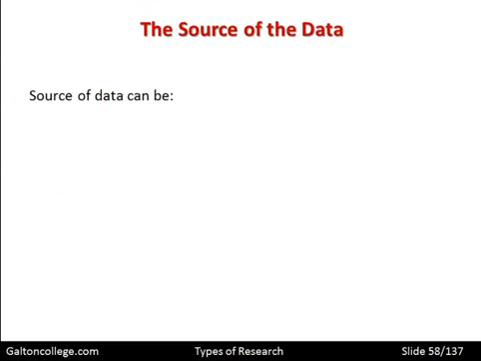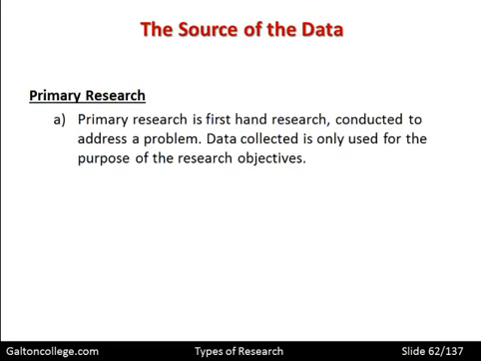Now back to sources of data. Well, sources of data can be also primary research or secondary research. I've mentioned these earlier. Well, these are two big divisions in the type of data that we can collect. Primary research, well, this is first-hand research conducted to address a problem. The data collected is only used for the purpose of the research objectives.